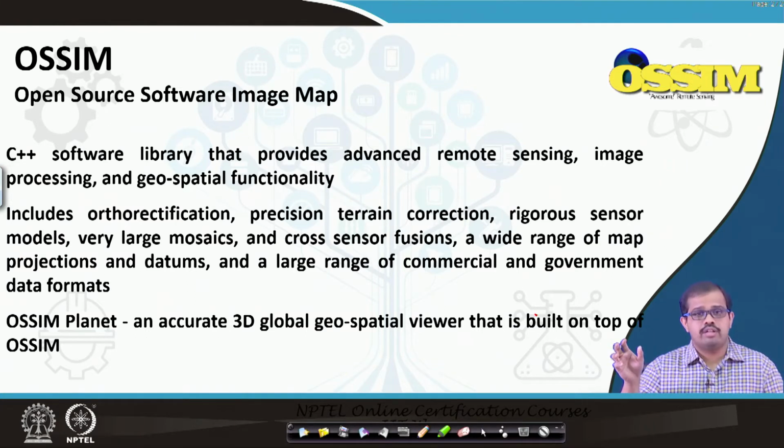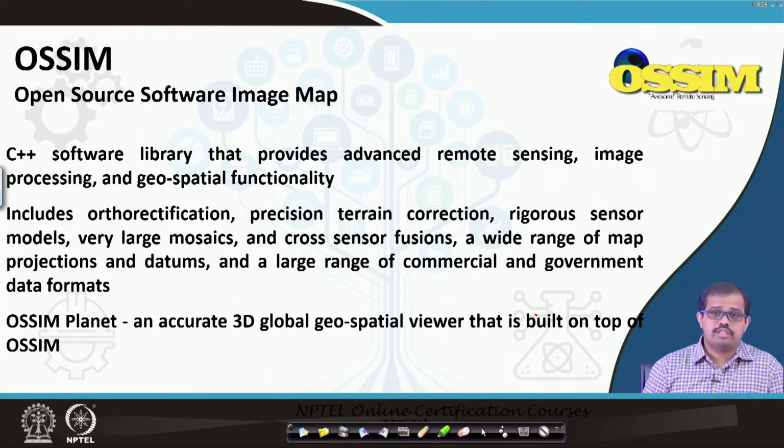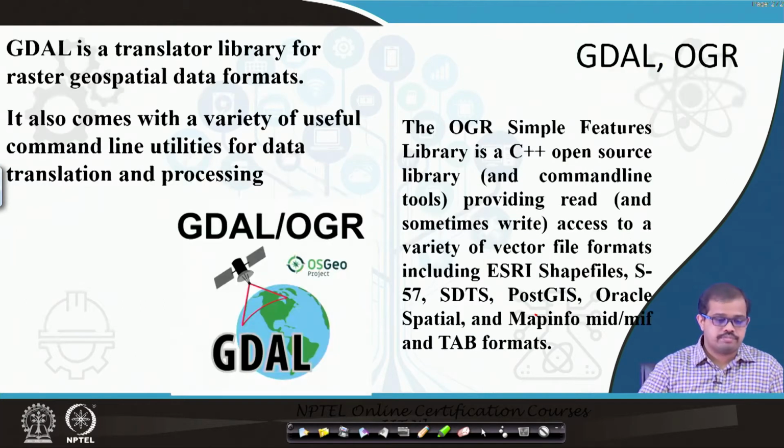OSSIM Planet is an accurate 3D global and geospatial viewer that is built on top of OSSIM. Please look at it. OSSIM Planet is very good in terms of visualization. It is a 3D global visualization. Please look at it. If you look at the way it has evolved today, OSSIM is one of those libraries that has to be looked at when you are trying to do research using image processing and its applications.